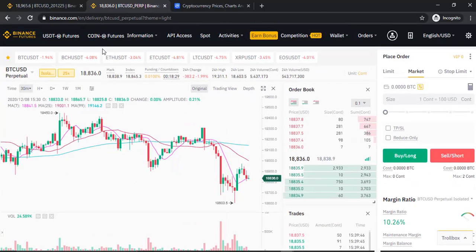So this is basically how to trade coin margin futures on the Binance platform.